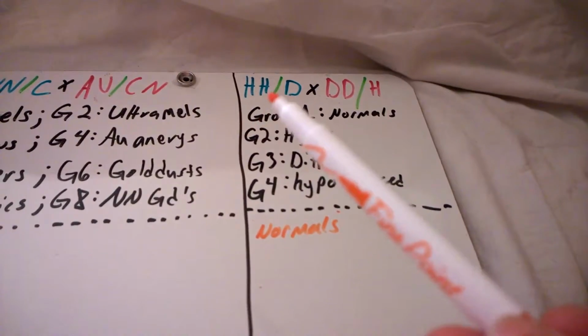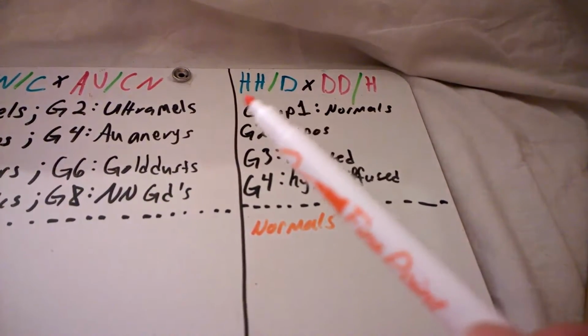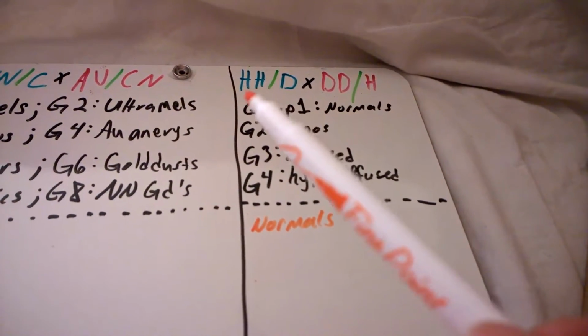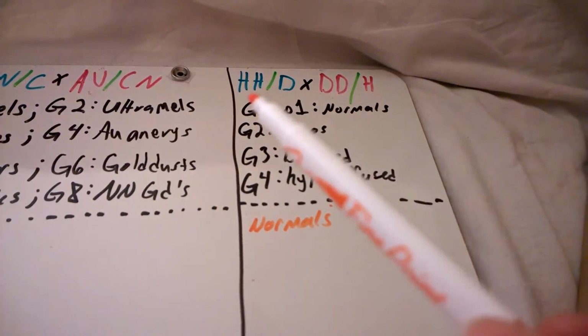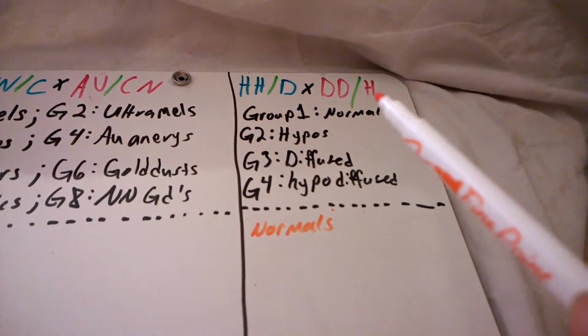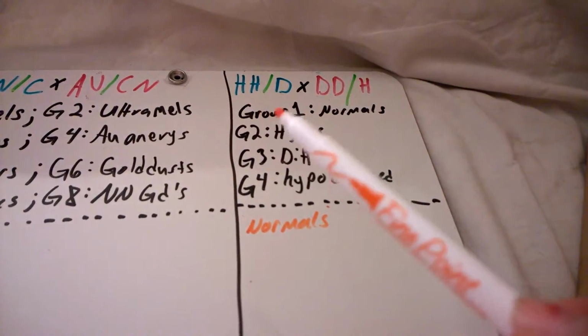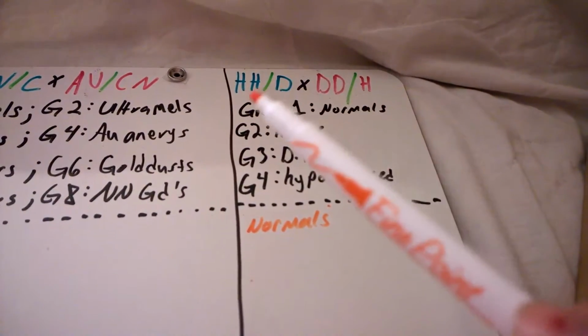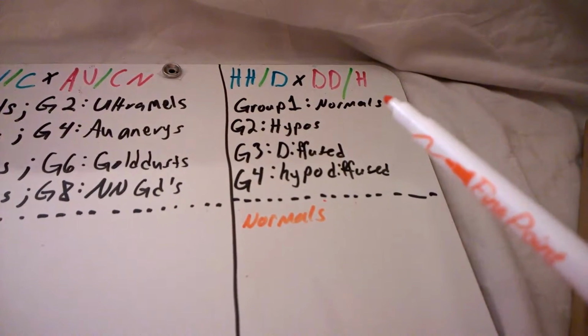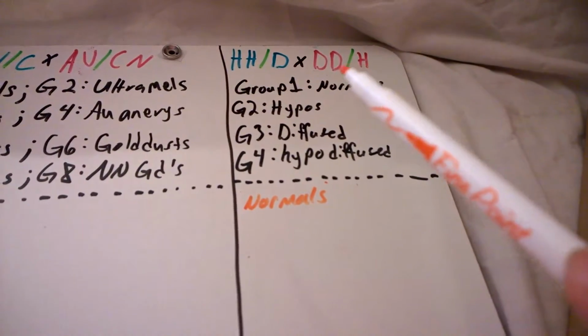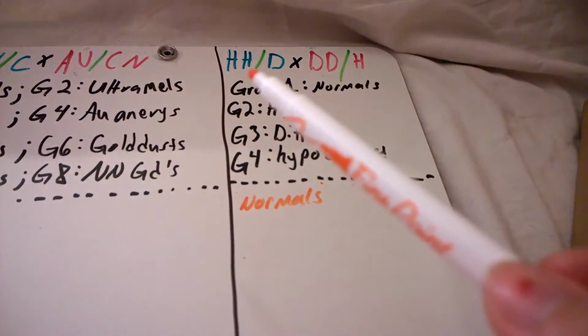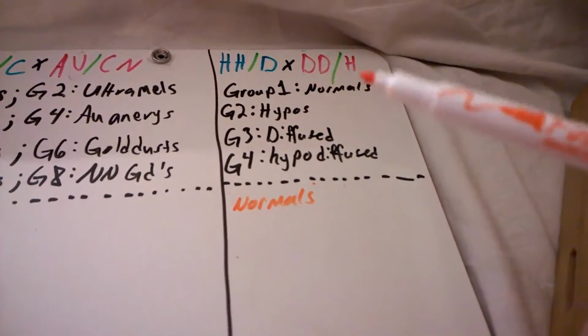Now, when you have something like this, where the heterozygous and the homozygous line up, like in the hypo, you can do diffuse first if you want. I just picked hypo first because I wrote it down first. But when you have something like this, a homo to a het, you know that half of them, or at least half, are going to be hypos.